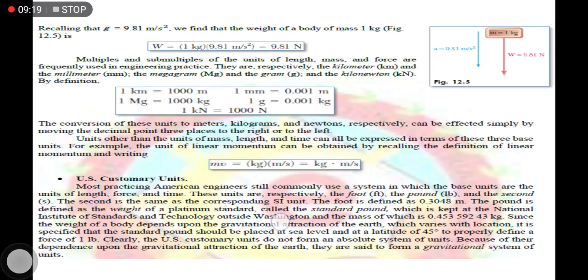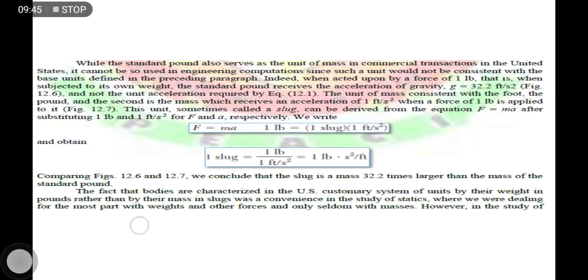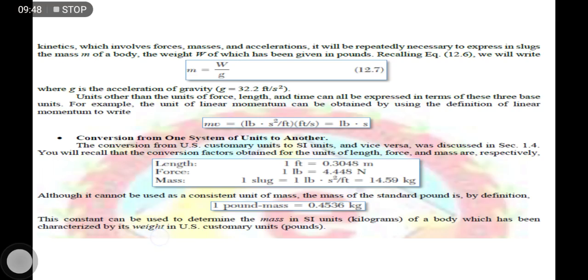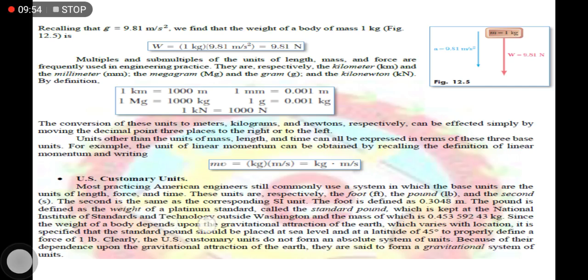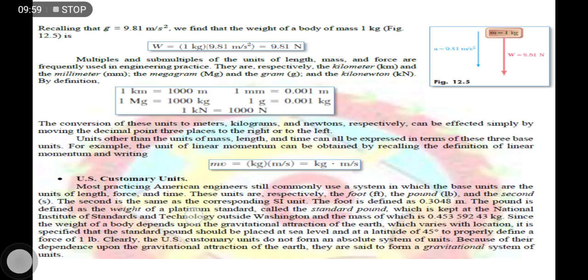For example, this one here discusses the different equivalencies of our metric units, or the international system of units. I think all of these concepts are familiar to us.